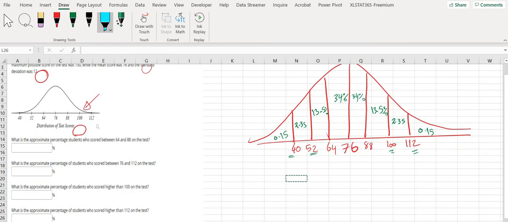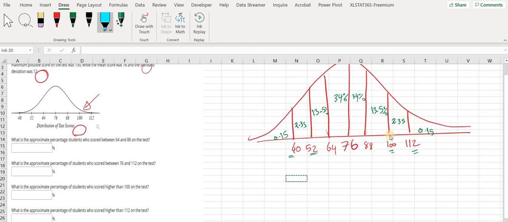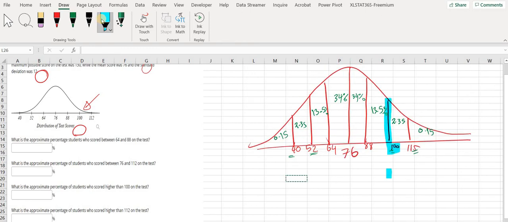The next question, what is the percentage of students who scored higher than 100? So higher than 100, this is the 100 mark. Anything higher than that, that means it's to the right of it. So all of this area. So basically, we're going to add those two numbers in the highlighted area, 2.35 plus 0.15, that is going to give us 2.5.